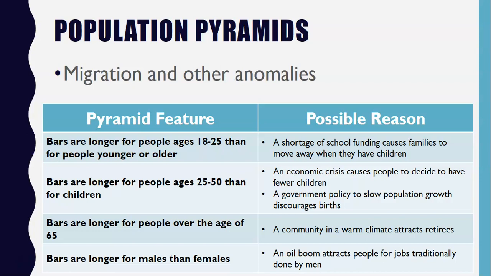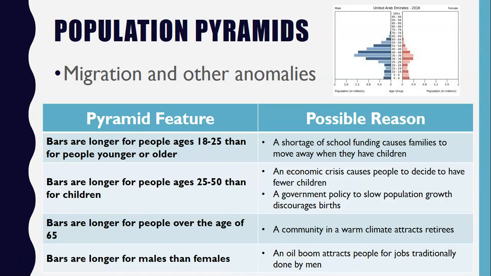What if on the pyramid the bars are longer for people over the age of 65? Well, this could indicate a lack of jobs that caused young people to move away, or it could just be a community in a warm climate that attracts a lot of retirees. And then what if bars are longer for males than for females, such as the pyramid here shown for the United Arab Emirates? Specifically for the United Arab Emirates, this indicates that there was an oil boom that attracted people for jobs that were traditionally done by men. Specifically here, those done in the oil fields.